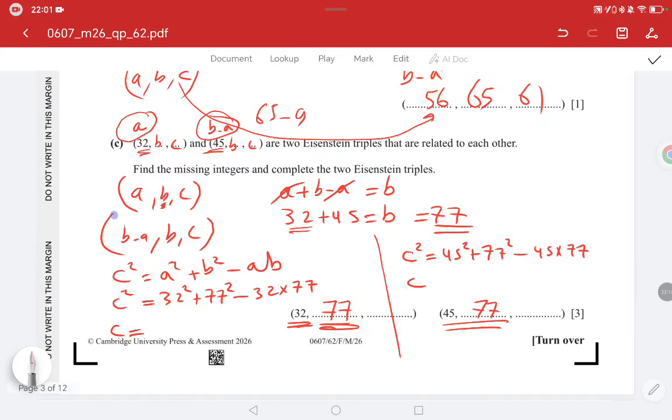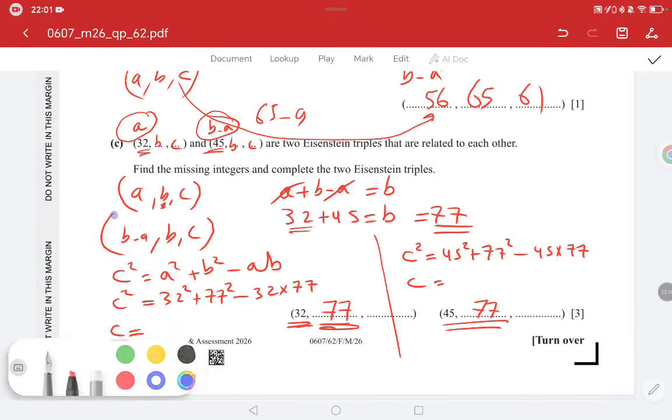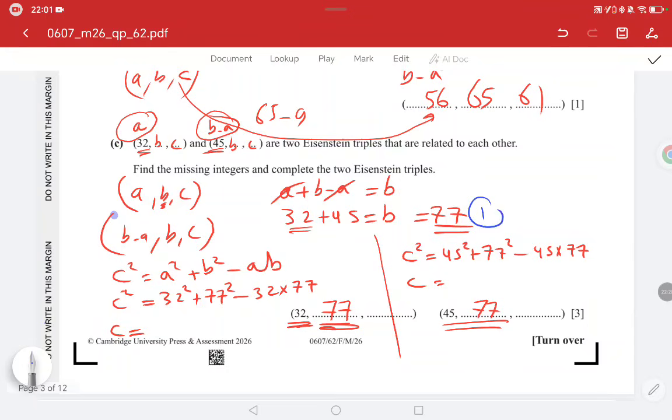So you can say that you got 1 point for this one, and 1 point for this one, and 1 point for this one. Okay? So let's see. You will calculate this one. I'll use the calculator to compute 32 squared plus 77 squared minus 32 times 77, then the square root of the answer.